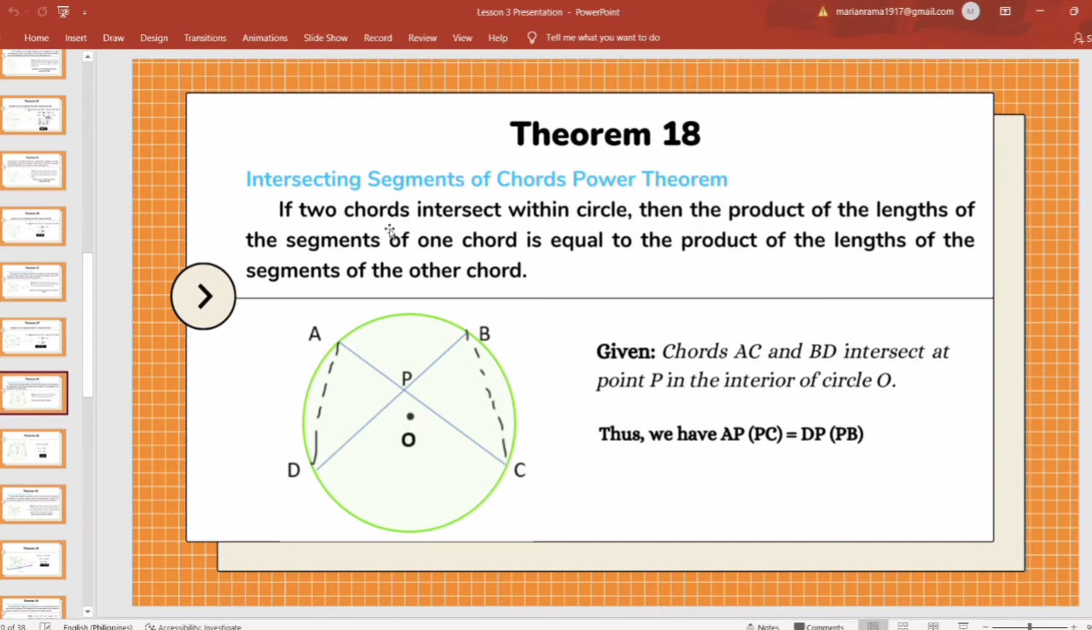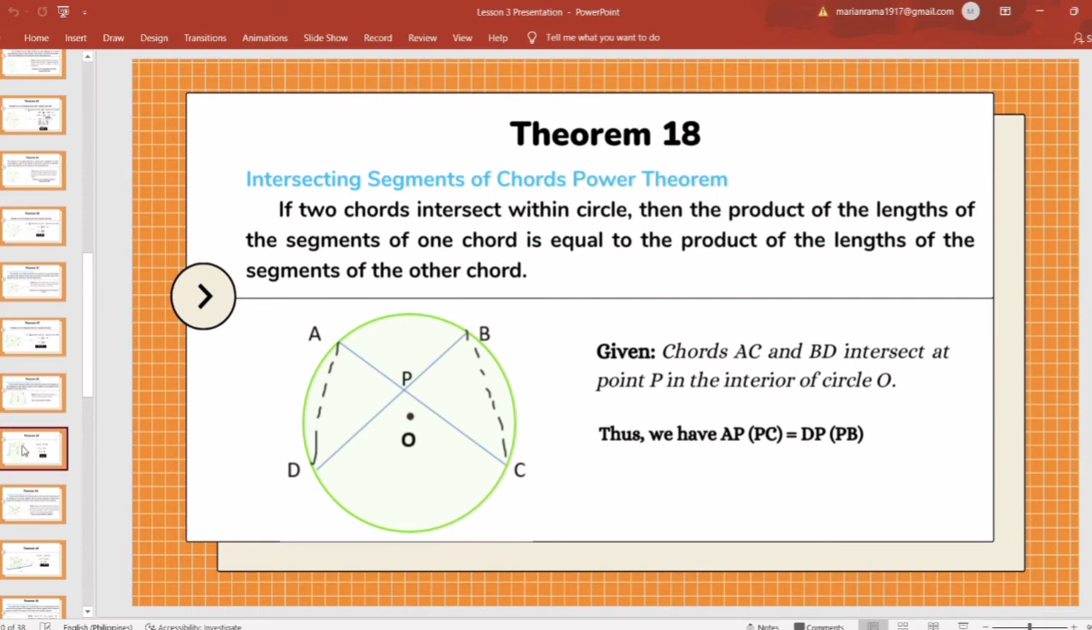For Theorem 18, we have the intersecting chords power theorem. It means that if two chords intersect within a circle, then the product of the lengths of the segments of one chord is equal to the product of the lengths of the segments of the other chord. So we have here our chord AC and chord BD intersect at point P in the interior of circle O. Thus, we have AP multiplied by PC equal to DP times PB.